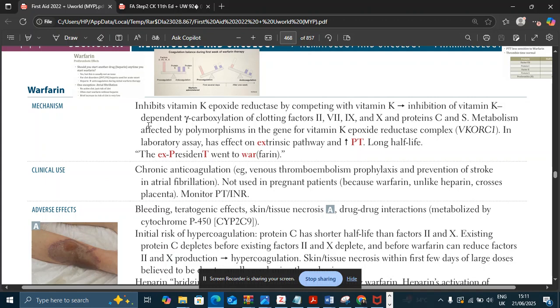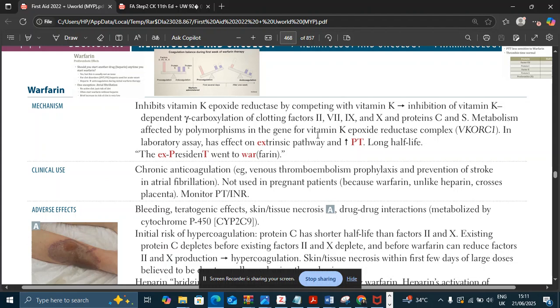So, in the liver, warfarin inhibits vitamin K epoxide reductase. It inhibits the enzyme by competing with vitamin K. So, in turn, it inhibits vitamin K dependent carboxylation of factor 2, 7, 9, 10, protein C, and protein S.